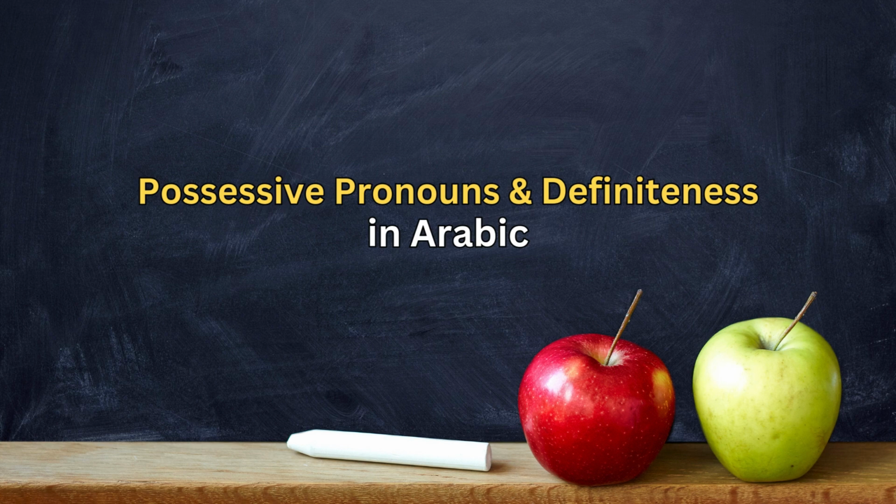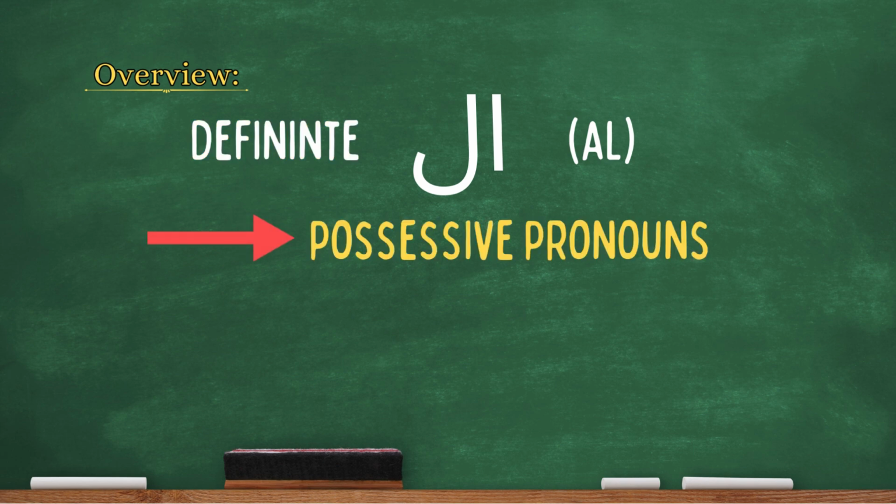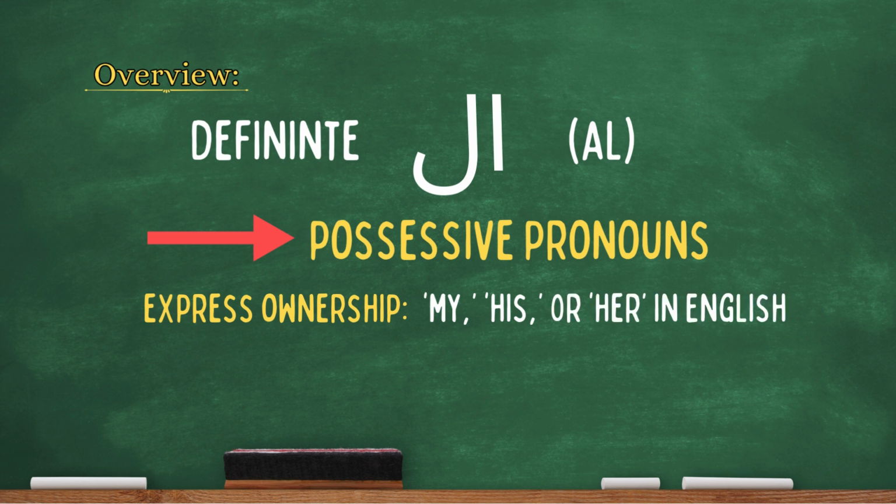Possessive pronouns and definiteness in Arabic. Now that we understand how al makes a noun definite, I'd like to introduce another way to show definiteness in Arabic by using possessive pronouns. These pronouns help us express ownership, like my, his, or her in English.